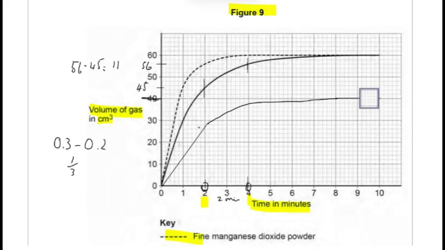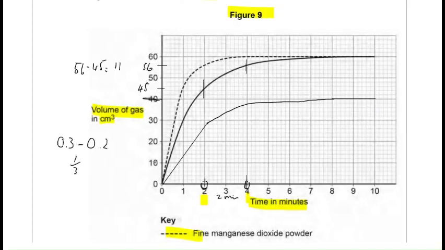0.3 down to 0.2 is a reduction of 1/3, beg your pardon, not half. So the amount of gas that's going to be produced is only going to be 2/3, in other words, 1/3 less. So that means the maximum volume of gas is going to be on the 40 line. I've indicated it there. So we need to draw a similar shaped graph, not as steep as the other one, and finishing it on 40.